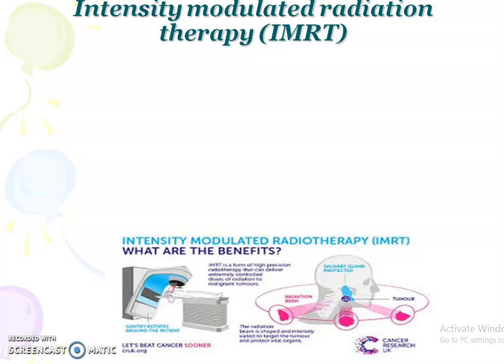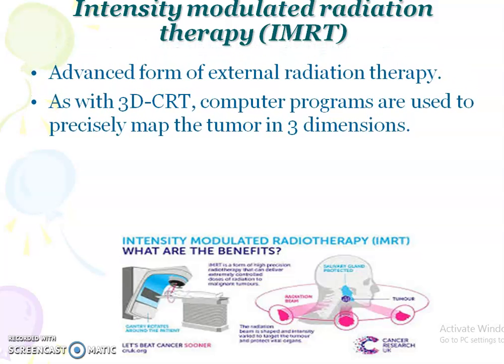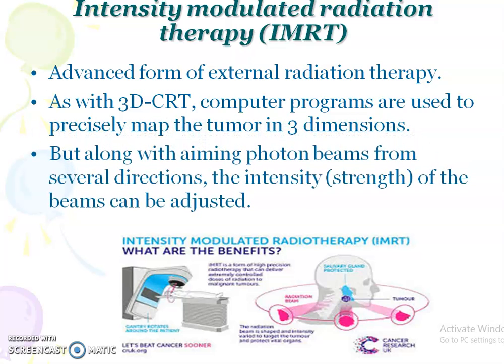The next type is intensity modulated radiation therapy, or IMRT. This is an advanced form of external radiation therapy. As in 3D CRT, here also we use computer programs to precisely map the tumor in 3 dimensions. The only difference is that, along with aiming the photon beams from several directions, the intensity or strength of the radiation beam can also be adjusted in this type of radiation therapy.